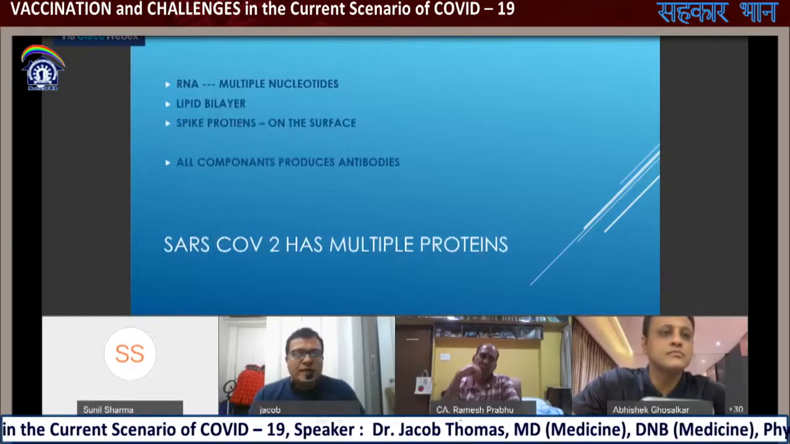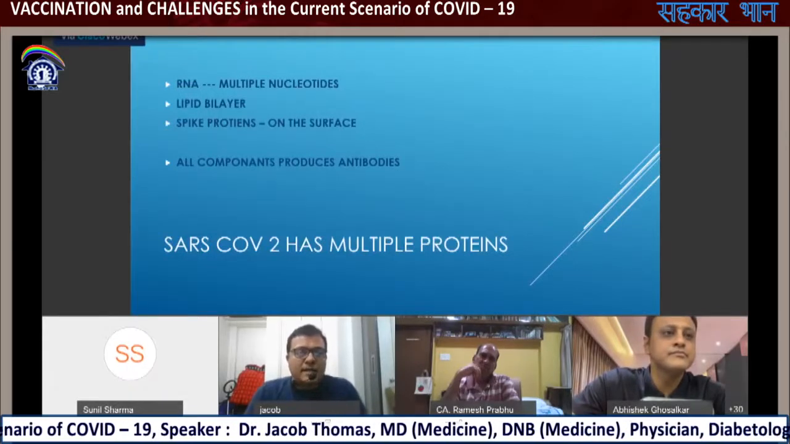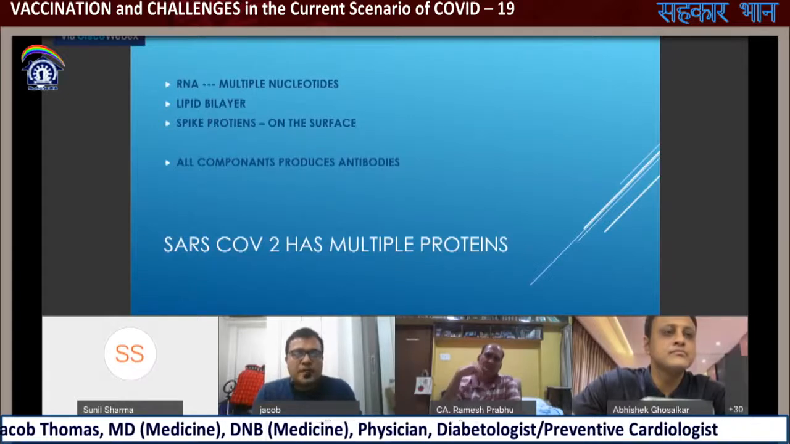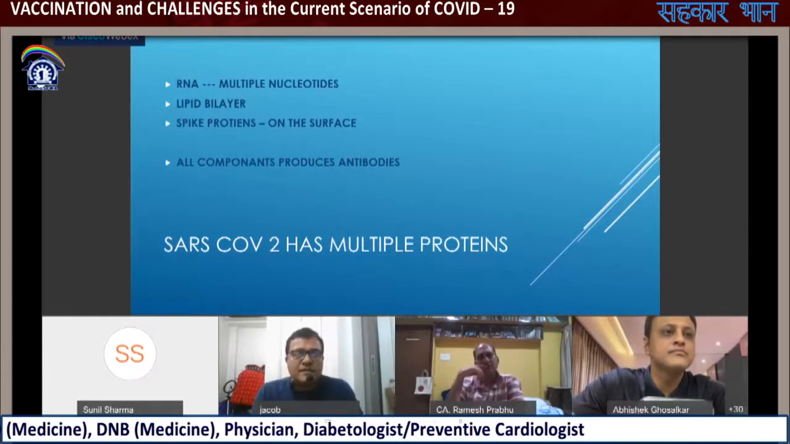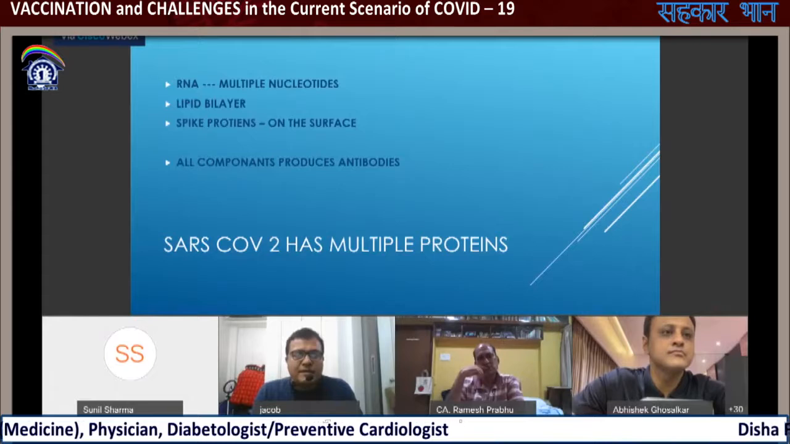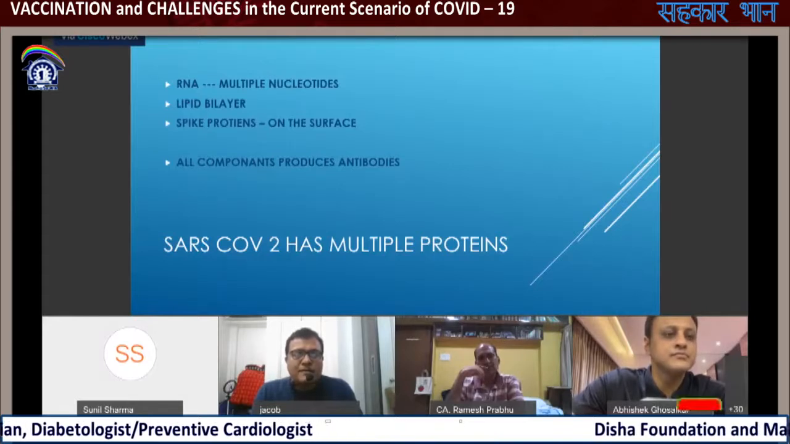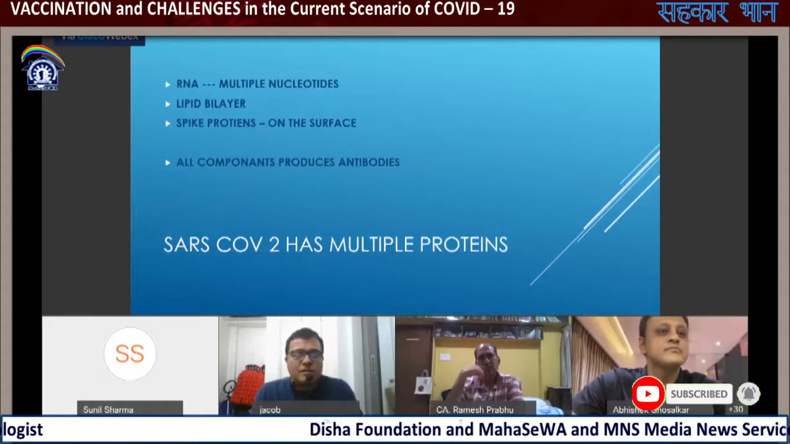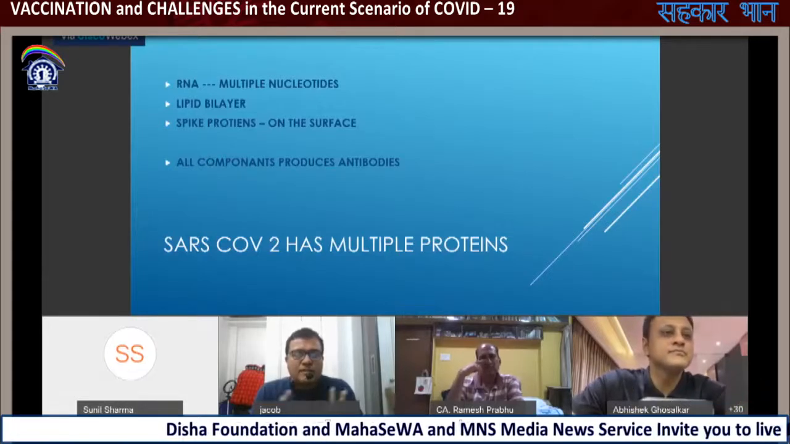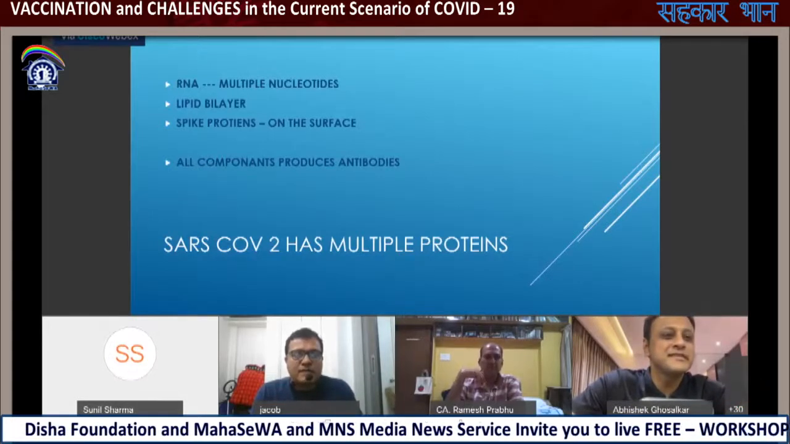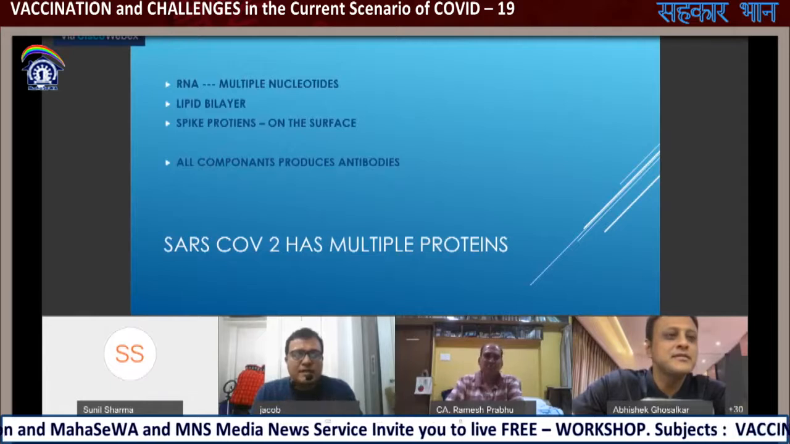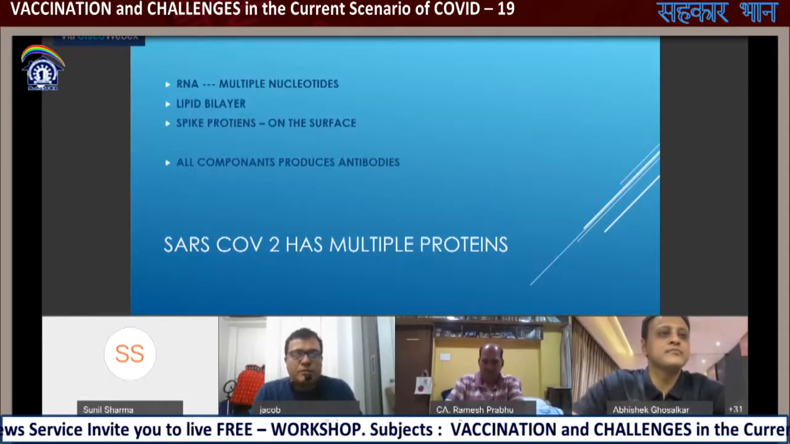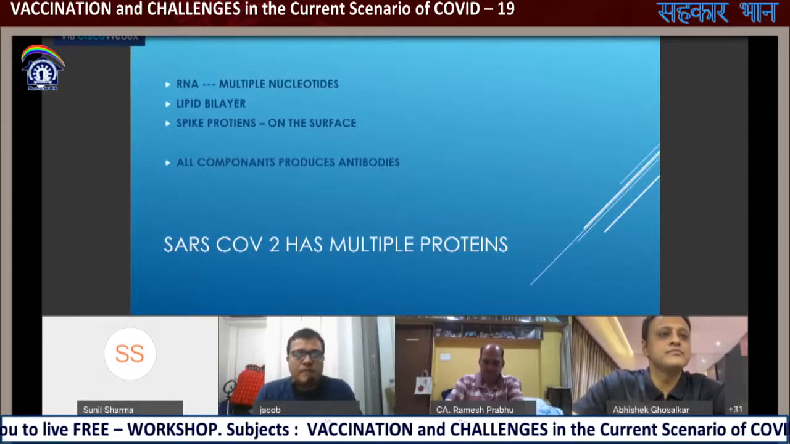Now, this coronavirus is an RNA virus, and it has got a structure of various components which are called nucleotides. And then it is covered with a fat layer. And on top of the fat layer, there are a lot of spikes or thorn-like structures which are called spike proteins. And all these components, that is, the spike proteins, the nucleocapsid, the covering of the virus, the RNA itself, all of them can produce antibodies.